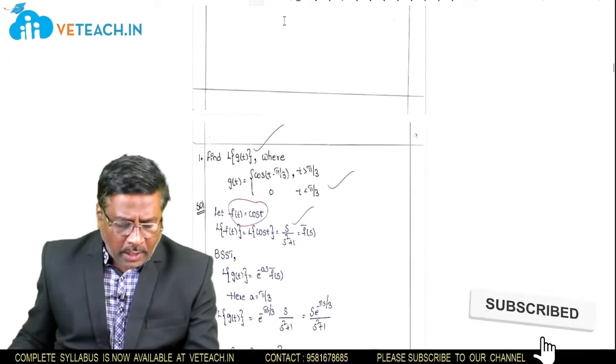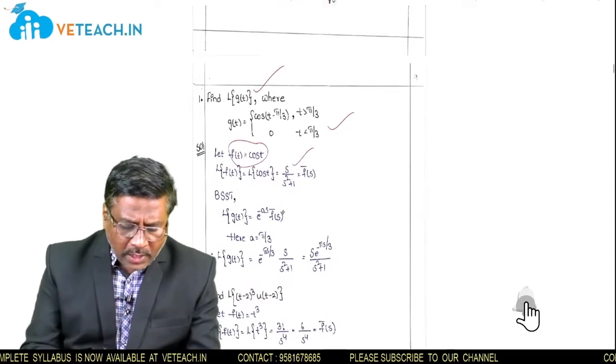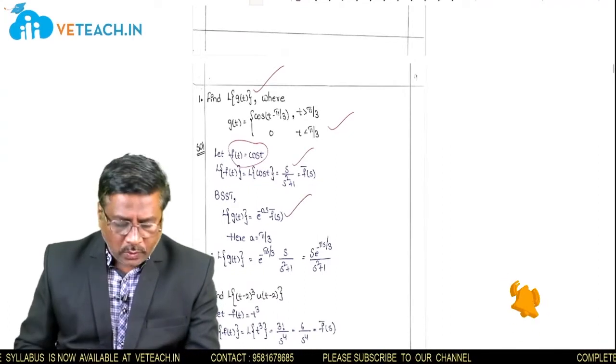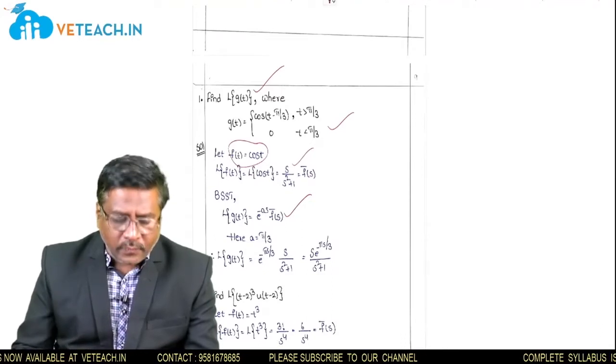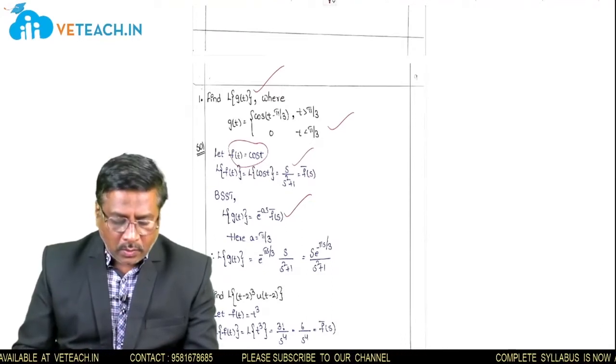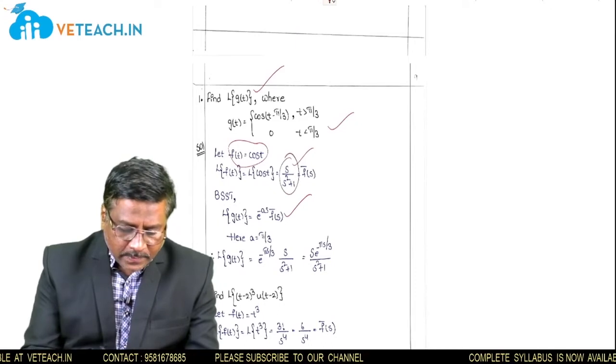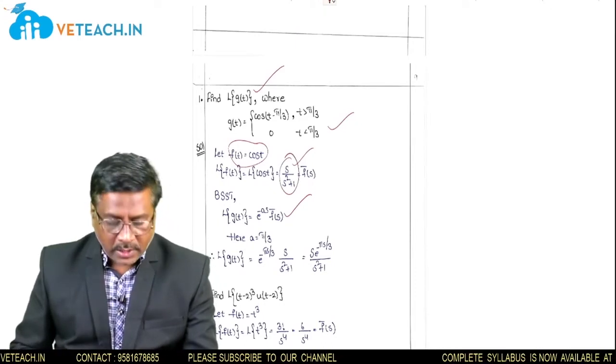By the second shifting theorem, L of g of t is equal to e power minus as into F of s, where a is equal to pi by 3. That is, L of g of t is equal to e power minus pi s by 3 into F of s, which means s by s square plus 1. Simply have to write it here.